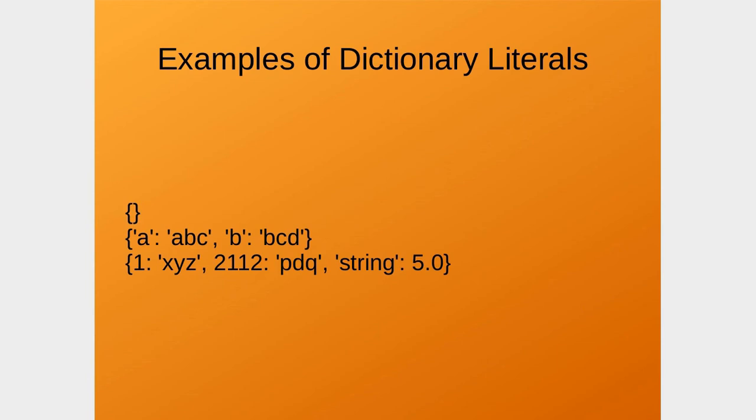Here are some examples of dictionary literals. The empty dictionary is just left curly brace, right curly brace. Here's a 2-element dictionary where A is what you use to look something up by, and ABC is the value associated with A. B is the value you can look things up by, and BCD is associated with B. And you can also have non-homogeneous, heterogeneous types in dictionaries.